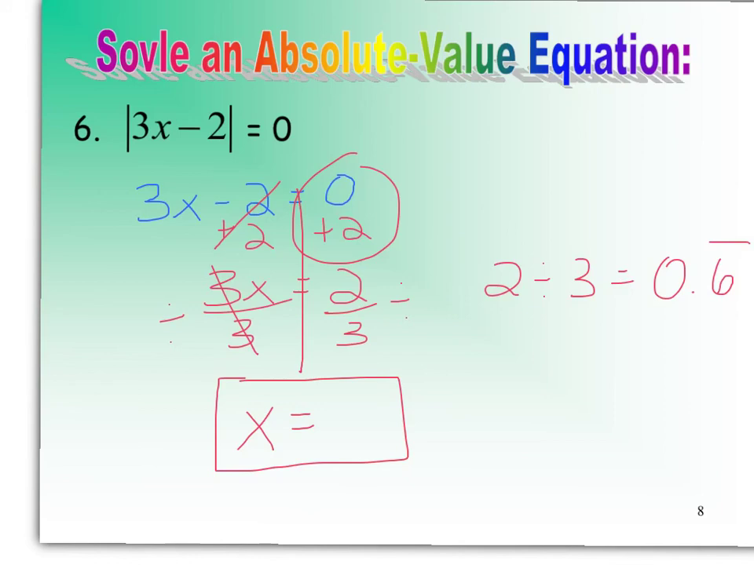So we have two choices. We could just write the fraction, 2/3, or we could write the decimal value, 0.6 repeating. Either solution is fine. Okay, so in this case, there's only one solution, and the reason is when it equals 0, there's no need to set up two different equations and solve them. So the single solution to this equation is x equals 2/3, or we could say x equals 0.6 repeating.